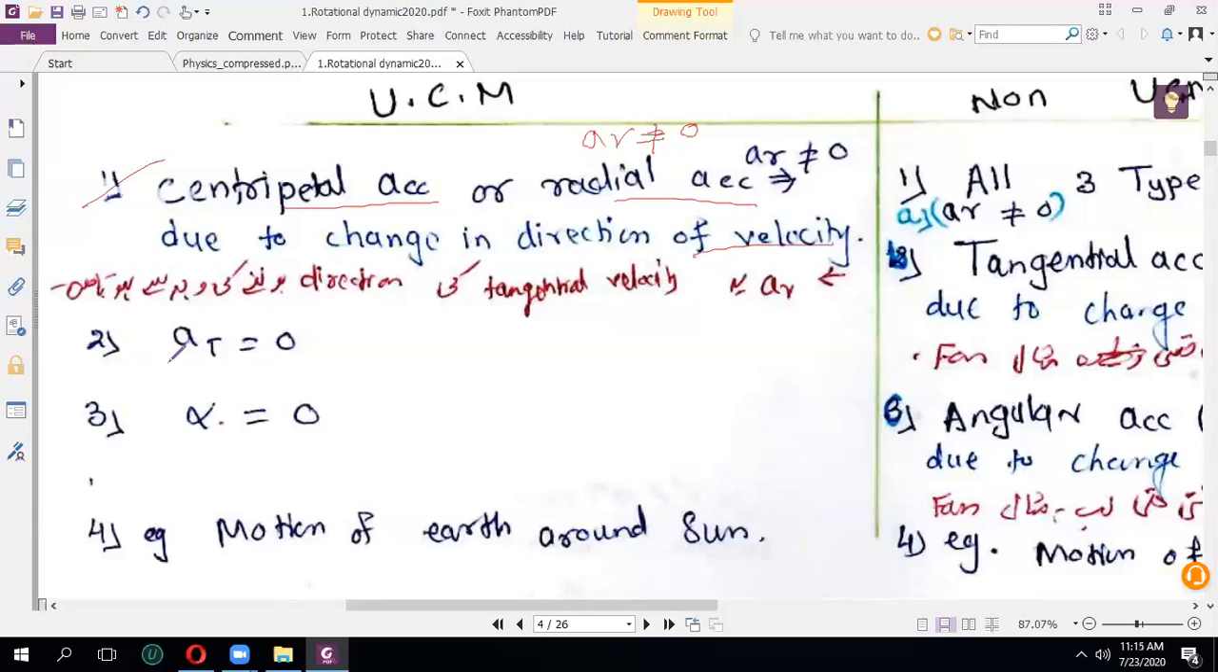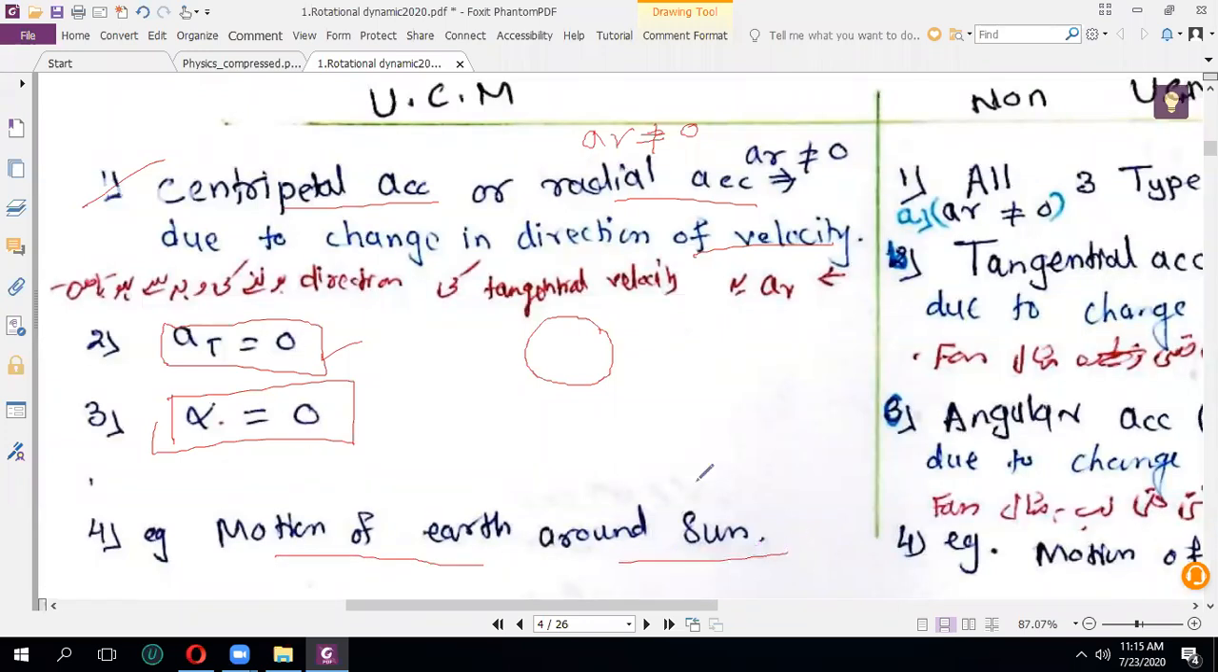In UCM, tangential acceleration is zero, because in uniform circular motion the speed is constant at each place. That is why tangential acceleration will not happen. Similarly, angular acceleration is not happening in uniform circular motion. For example, the motion of the earth around the sun is the best example of uniform circular motion.